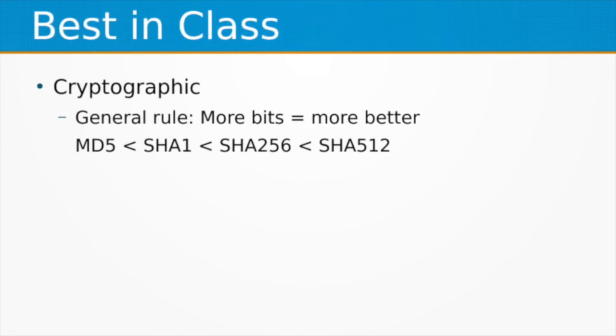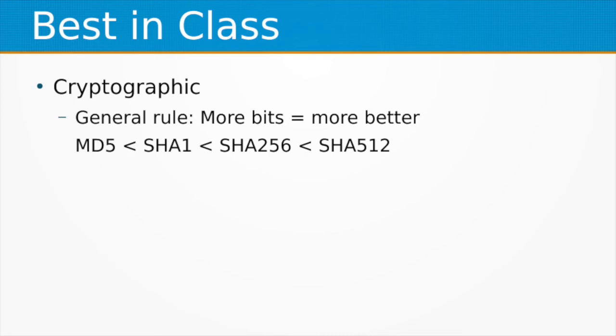When it comes to selecting hashes, people often ask for the best. However, there is often no best choice. With cryptographic hashes, the general rule is that more bits is better. SHA-1 is longer than MD5, so SHA-1 is better than MD5. SHA-256 is longer than SHA-1, so SHA-256 is better than SHA-1, and so on. The biggest trade-off is data storage, readability, and computation speed.